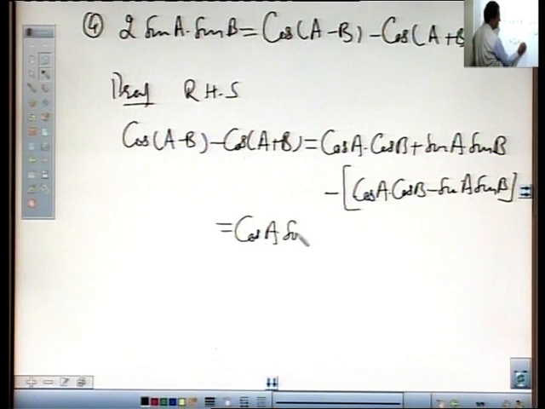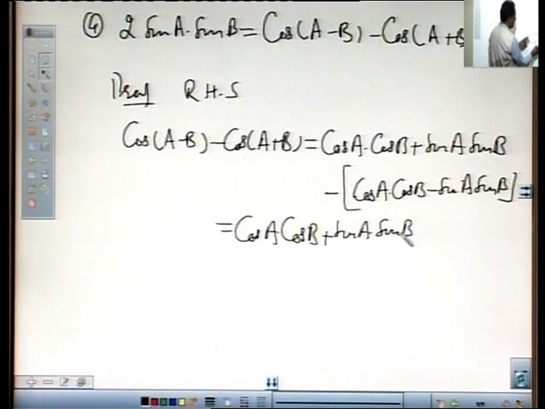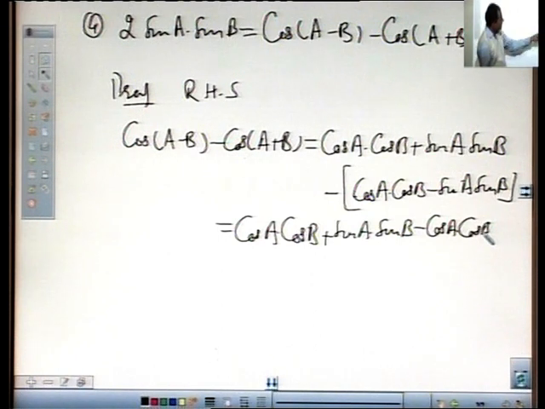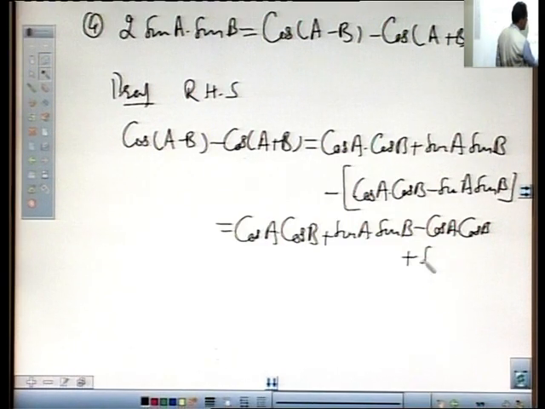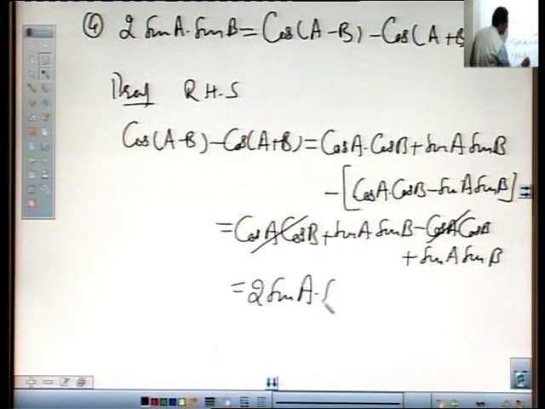This equal to cos A cos B plus sin A sin B minus cos A cos B. When we multiply minus into minus sin A sin B, this equal to plus sin A sin B. Now cos A cos B cancels with minus cos A cos B, and sin A sin B plus sin A sin B equal to 2 sin A sin B.